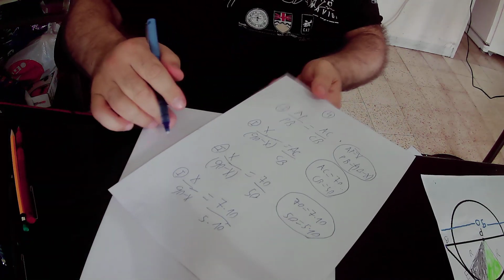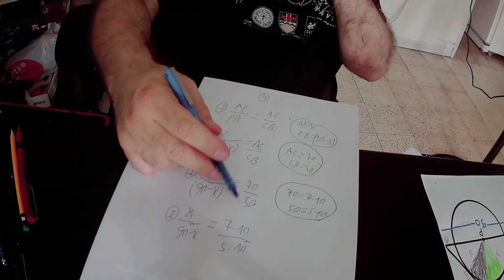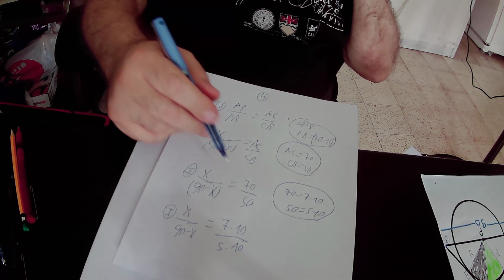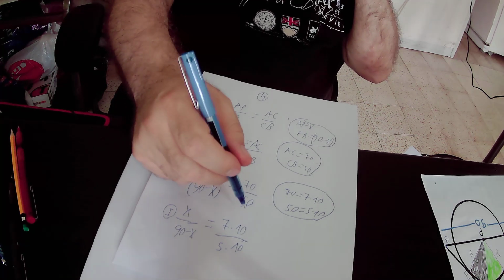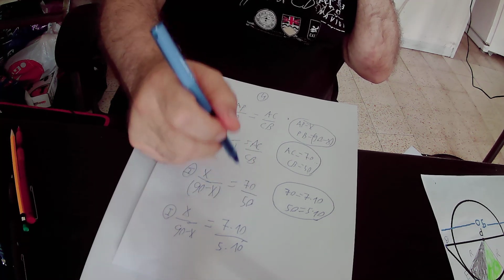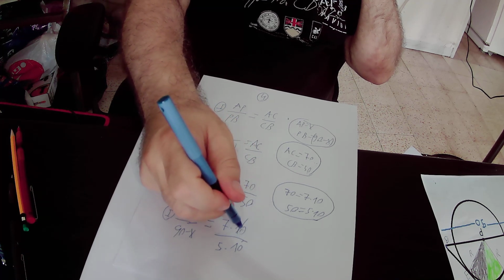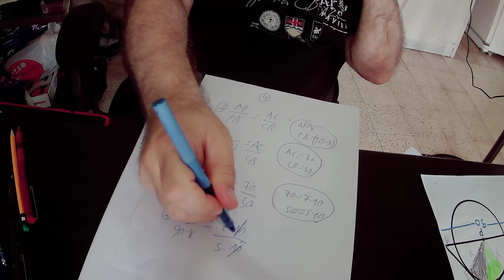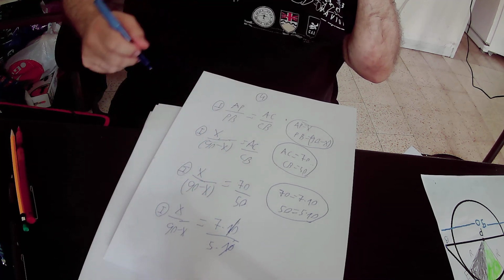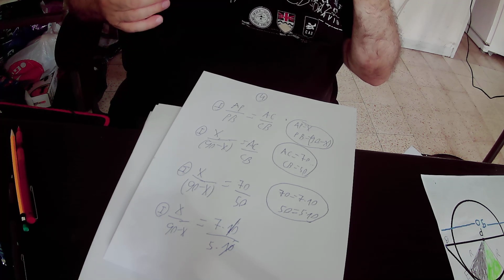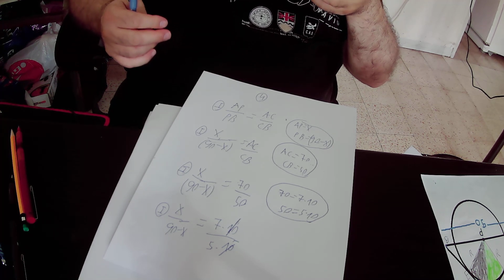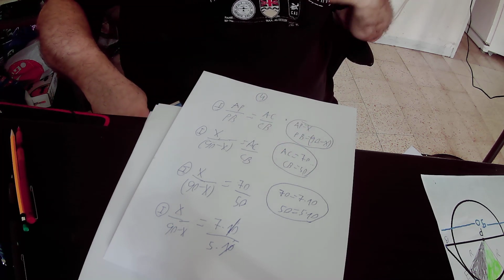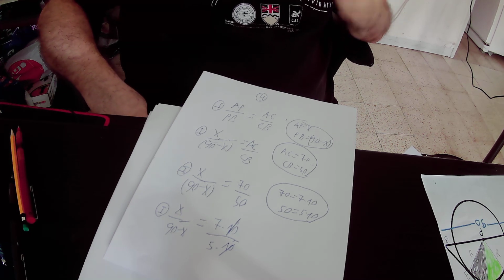So here I substituted 70 by 7 times 10 and 50 by 5 times 10. Actually here we have 10 in the numerator and we have also 10 in the denominator, so we can cancel 10, because we have 10 in the numerator and in the denominator, or we can reduce this side of the equation by 10 because we have 10 both in the numerator and in the denominator.